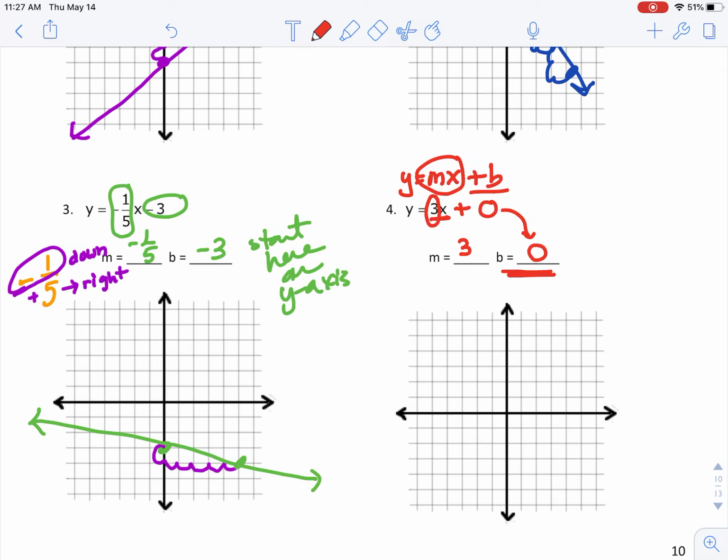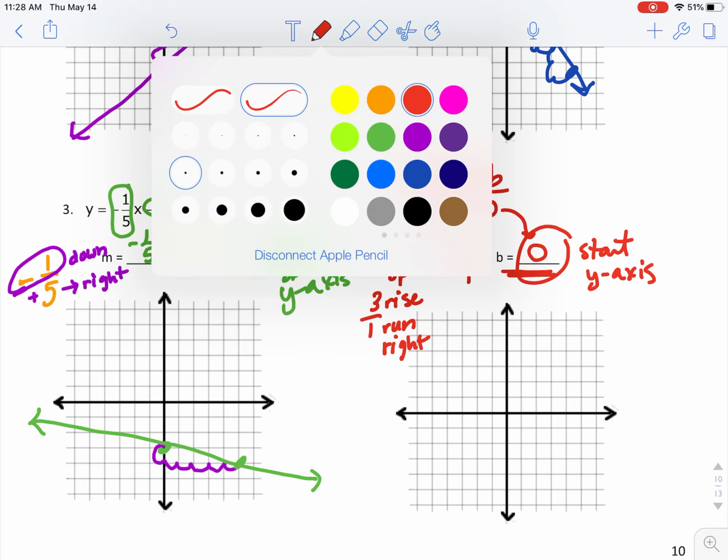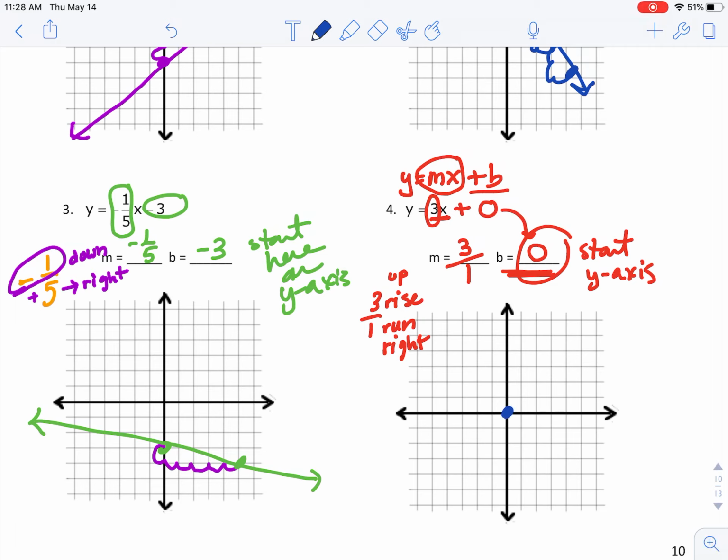Now, we talked about this before. When it's a whole number, we put it over 1. So our slope is 3/1. That's rise over run. This is positive and positive, so I go up and right. But where do I start? At 0 on my y-axis. So it's going to look like this. Then I go up 3 and run 1 to the right. Up 3 and run 1 and connect. And that's how you graph using y equals mx plus b.